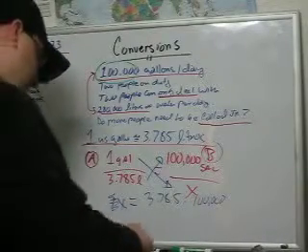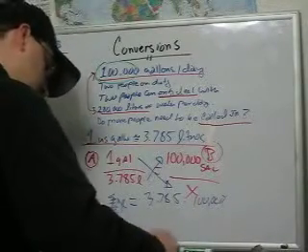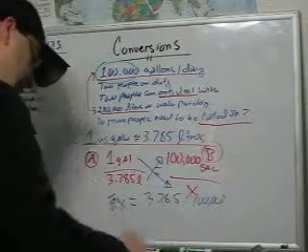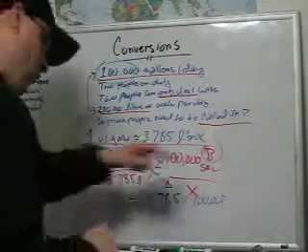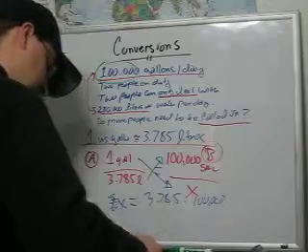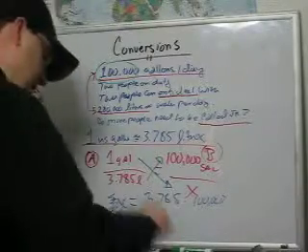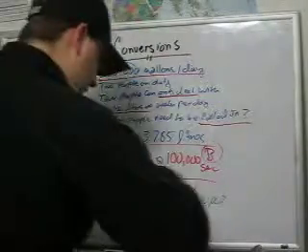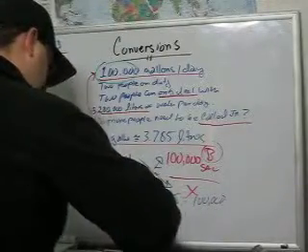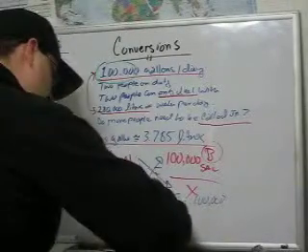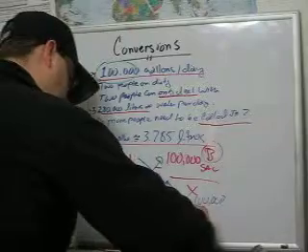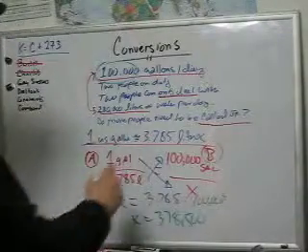So now all I have to do is take 3.785, I'm sorry, multiplied by 100,000, and that gives me X equals 378,500. What? Liters.